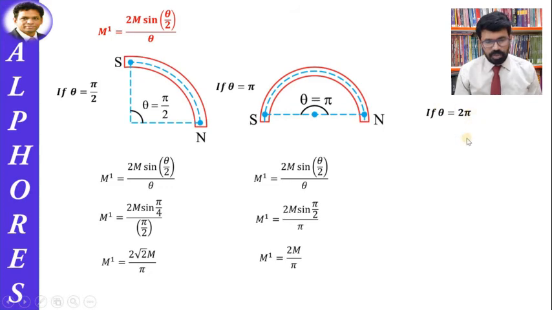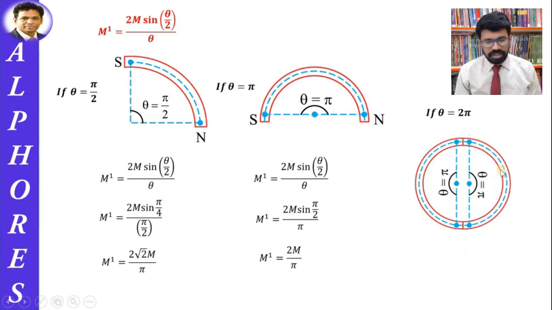If theta is equal to 2 pi, what does it mean? It is bent such that completely it is converted into a circle, something like this. Pi plus pi, 2 pi. If this is the case, where will you imagine the South Pole and North Pole? If there are two ends, one end you can call the South Pole, the other end you can call the North Pole. But here, are there any ends? No, there are no ends. So what kind of thing is this? Let us try to understand this.